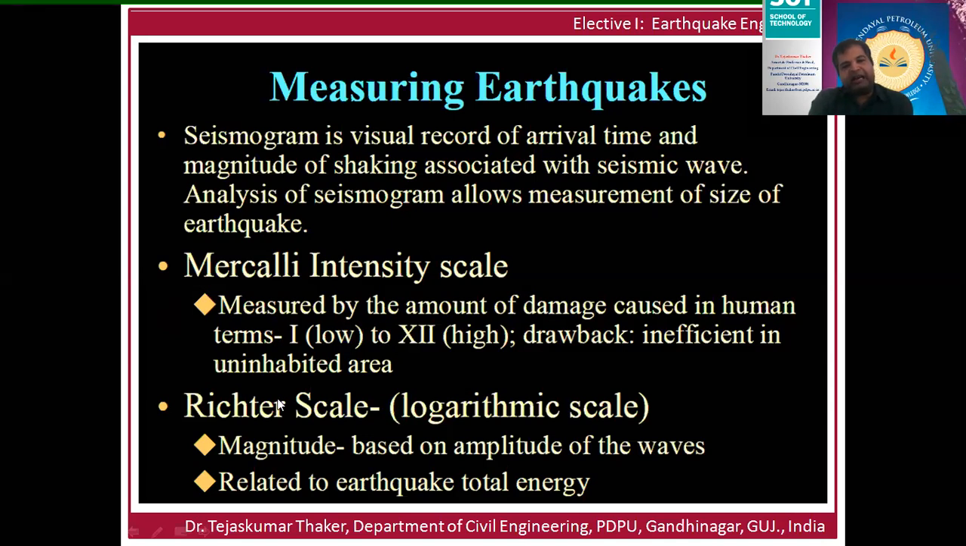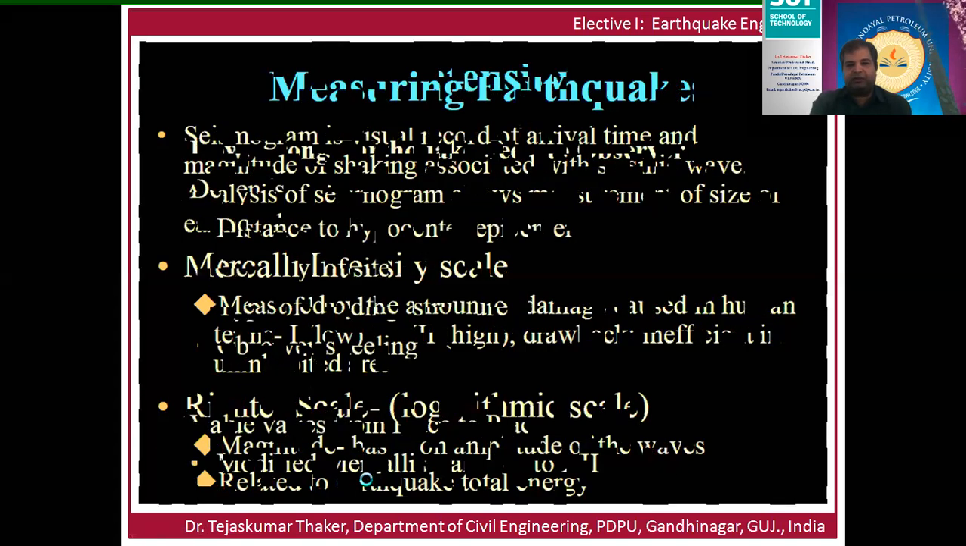Another one is the magnitude scale, which is the Richter scale. Whenever we say an earthquake is coming, it is generally measured in terms of the Richter scale. The Richter scale is a logarithmic scale, and the magnitude depends upon the amplitude of the waves and is related to the total energy of an earthquake.